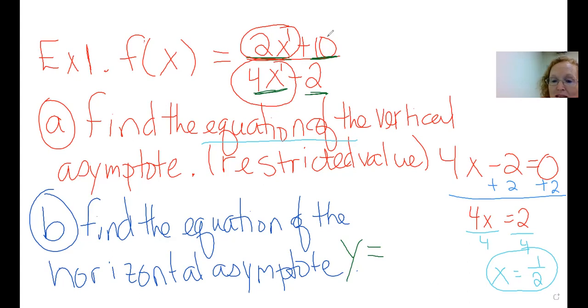So my coefficient in the top is a 2. My coefficient in the bottom is a 4. That reduces to 1/2. So the answer for this part would be y equals 1/2. That is my horizontal asymptote.